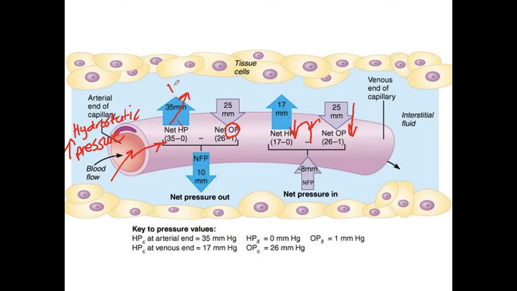So water moves out due to hydrostatic pressure, and then water moves back in further down the capillary where it's just about to join up to form the venules. Water's moving back in due to osmosis. So arterial end out due to high pressure. As we move along the capillary, water moves back in at the venous end due to osmosis. That's the key points that you need to remember.